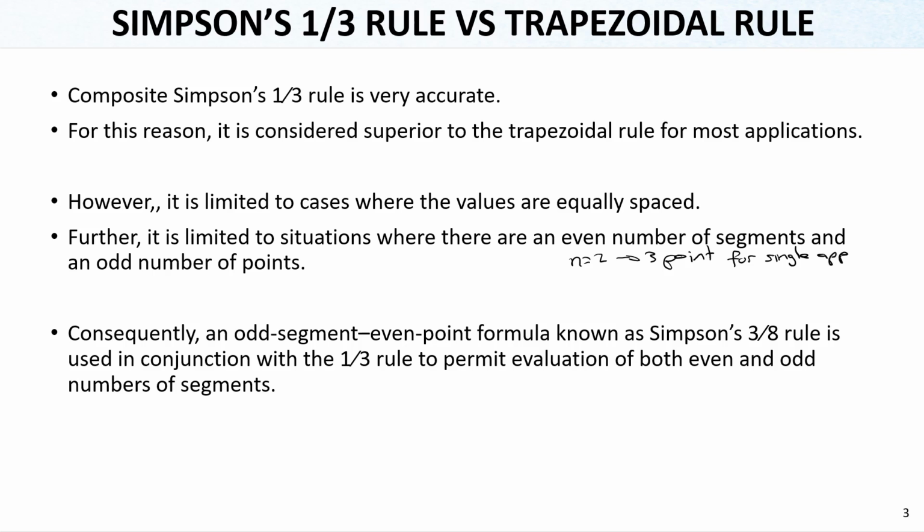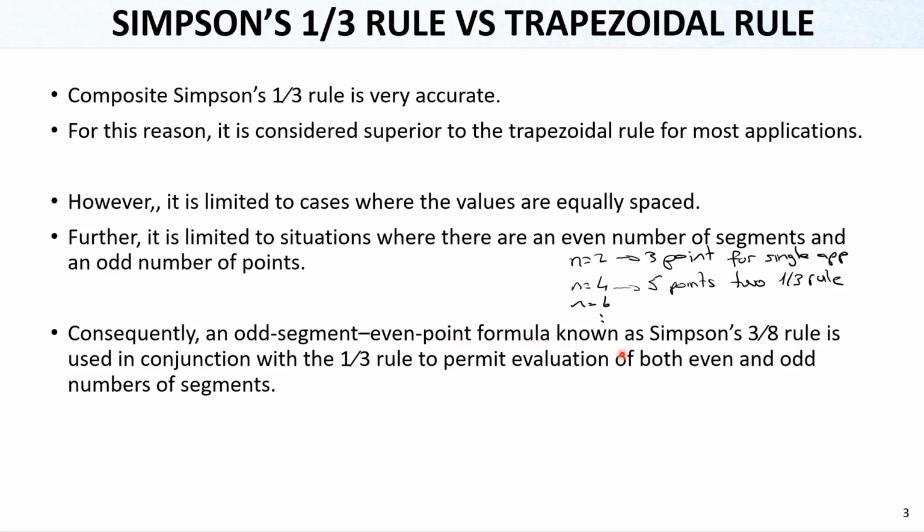But we cannot use n equals 3, we need to use n equals 4, for instance, 5 points, for the 1/3 rule. And n equals 6, etc. So we need an even number of segments, which means an odd number of points. If we have an odd number of segments, this is not usable. We cannot use Simpson's 1/3. Consequently, it is an even segment formula. This means we have n equals 3, n equals 5, etc. for the odd cases.